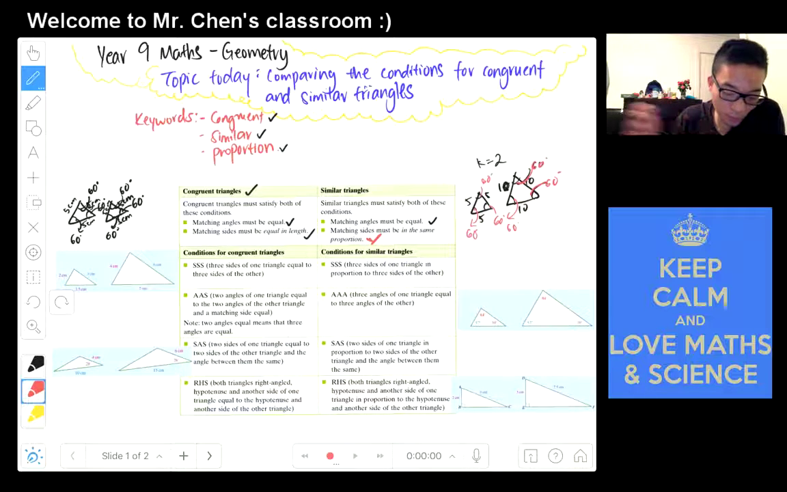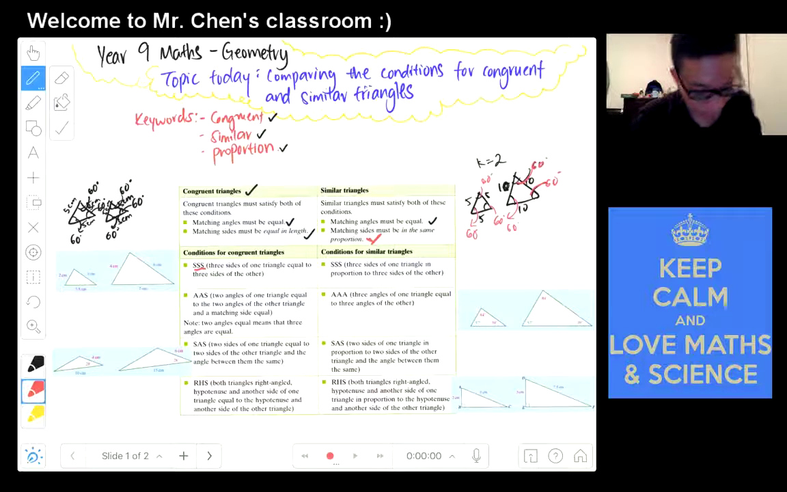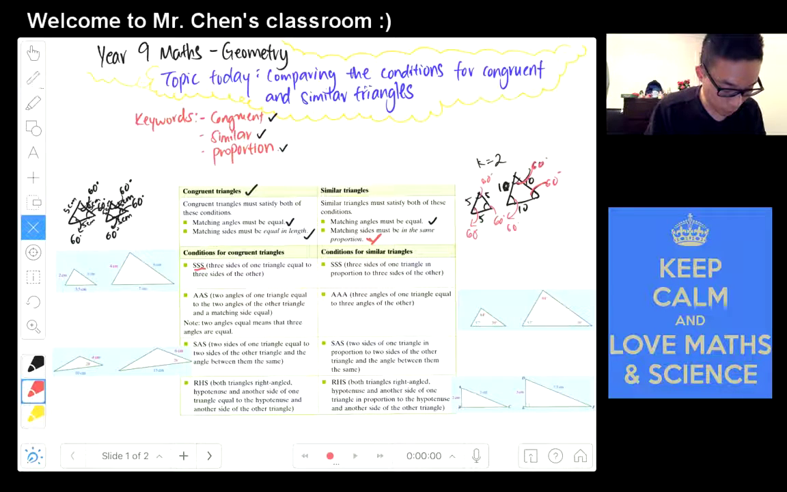The first one is that in order to be congruent, we know the sides. The first one is that 3 sides of one triangle must be equal to 3 sides of another. So if you look at this one, I actually need to move that one across here.